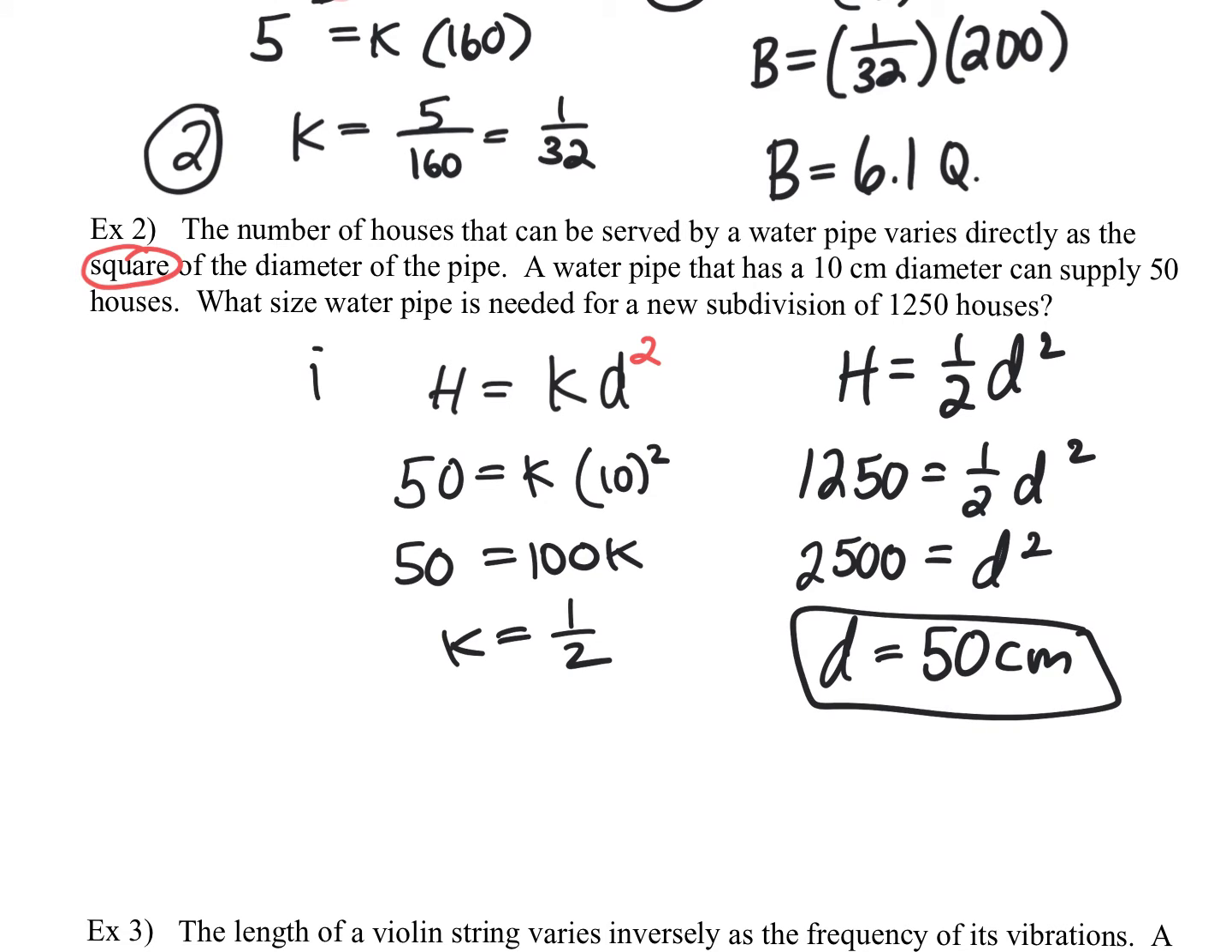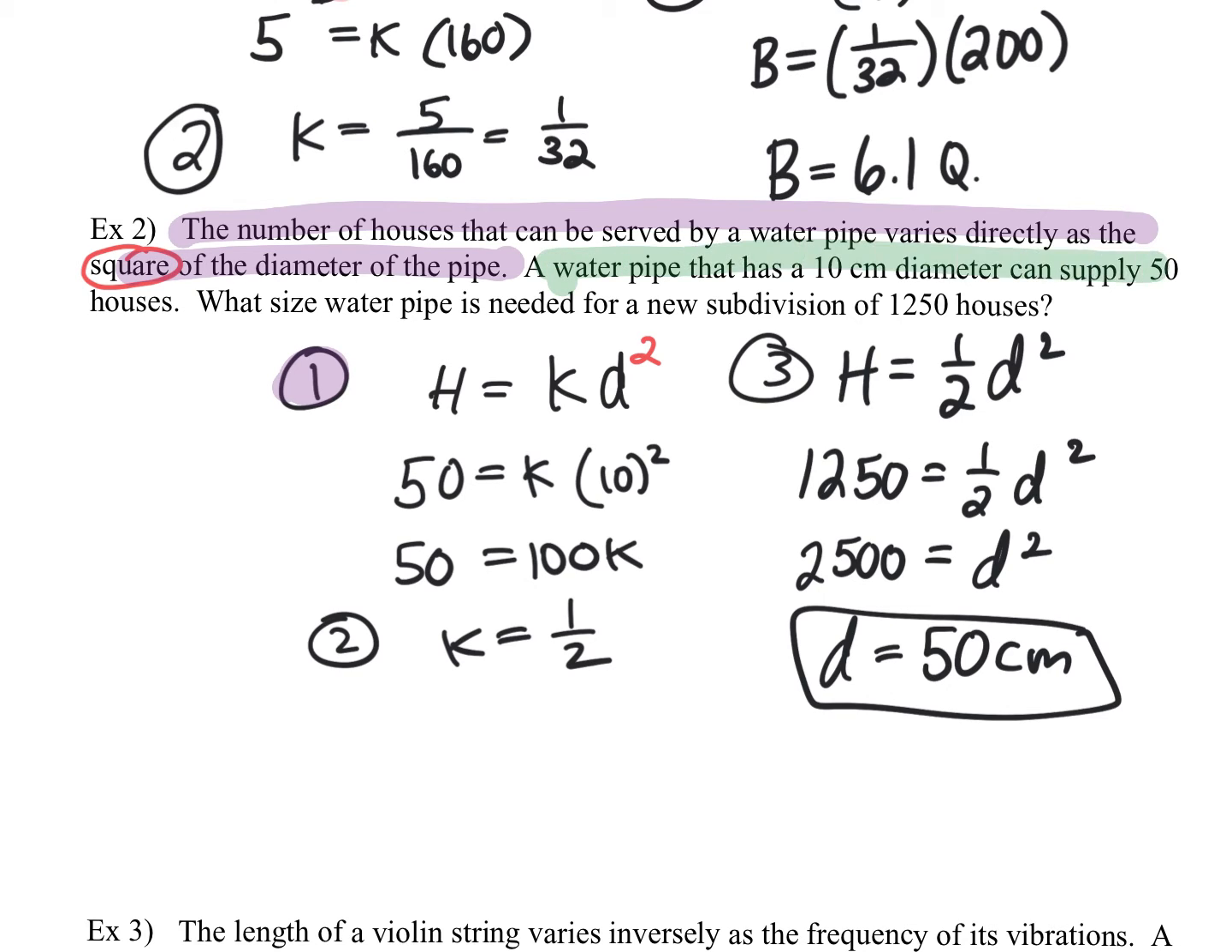Again, same 3 steps. Set up your equation, find k, and then use k to solve the question asked by the problem. We can even think about this: every sentence in the problem leads us to a different step, right? The first sentence allows us to pick our variation. The second sentence allows us to find k. And then the third sentence in the problem asks a new question that we'll have to use k to solve.